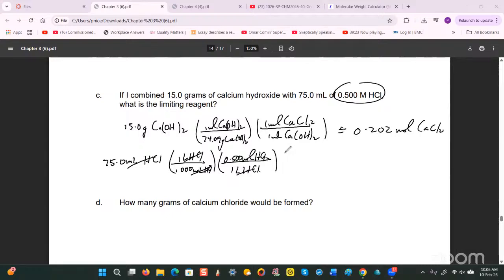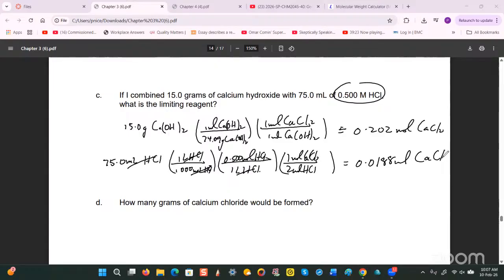And then the next step would be the mole ratio between the calcium chloride and the HCl. If you look at the equation, you'll see that it's a 2-to-1 mole ratio, where above I'm going to put 1 mole of calcium chloride, and below I'm going to put 2 moles of HCl. Right? And then let's see what I get. So 75 divided by 1000 times 0.5 divided by 2. According to my calculation, this works out to be 0.0188 moles of calcium chloride.